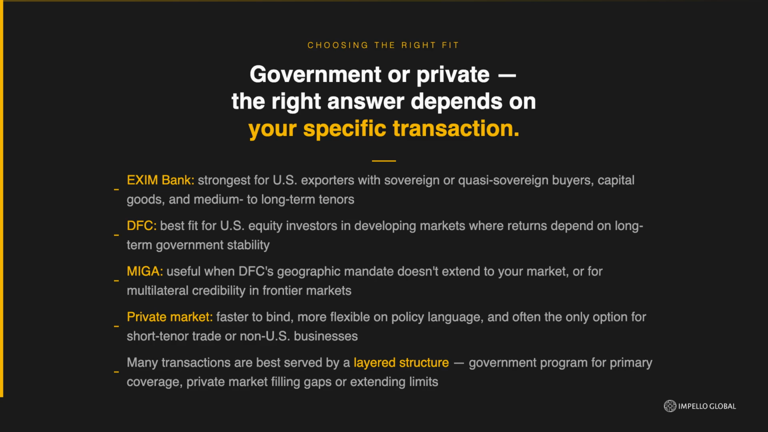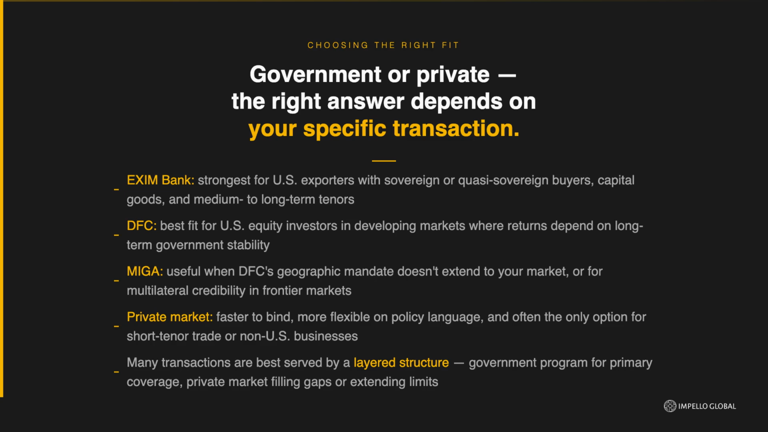MIGA is worth considering when DFC's geographic priorities don't align with your market, or when the multilateral backing adds value in a frontier or politically sensitive context. For most short tenor trade transactions, selling on open account, extending short-term credit, the private market is faster, more flexible, and often the only realistic option. And for larger, more complex exposures, a layered structure combining a government backstop with private market capacity is often the most efficient solution. The key is understanding which risks are actually present in your structure before deciding who to place them with.